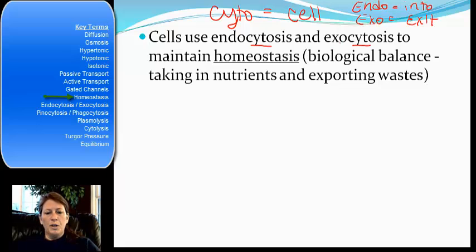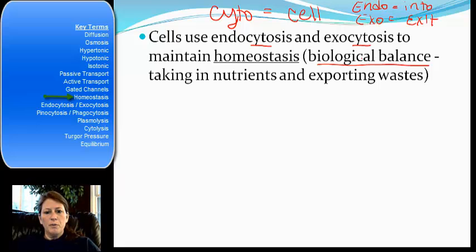Now, what it wants to do as a cell is it wants to remain balanced. So we have this special term called homeostasis. Okay, homeostasis. Everything's in balance. And they always use these two key words, biological balance. And that just means that everything is moving in and out. It's kind of an isotonic environment.